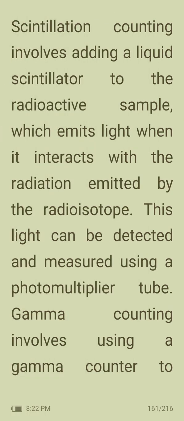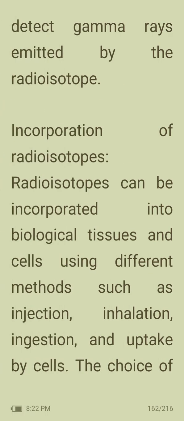Scintillation counting involves adding a liquid scintillator to the radioactive sample, which emits light when it interacts with the radiation emitted by the radioisotope. This light can be detected and measured using a photomultiplier tube. Then gamma counting involves using a gamma counter to detect gamma rays emitted by the radioisotope.